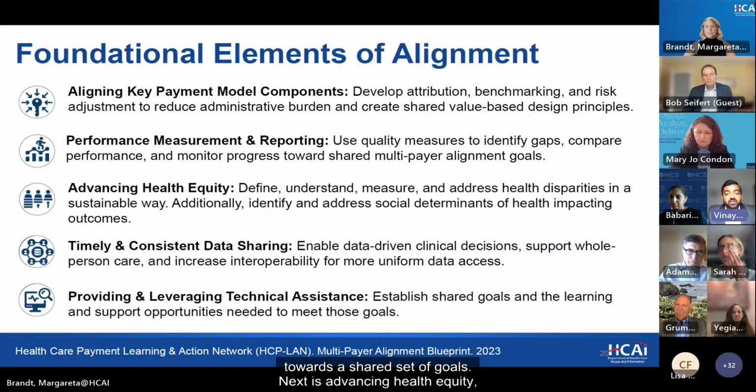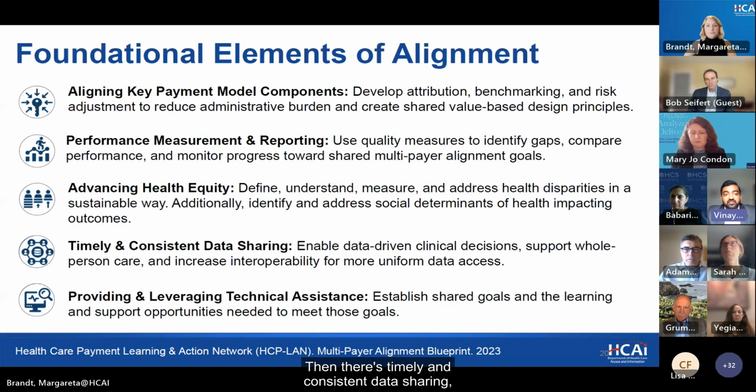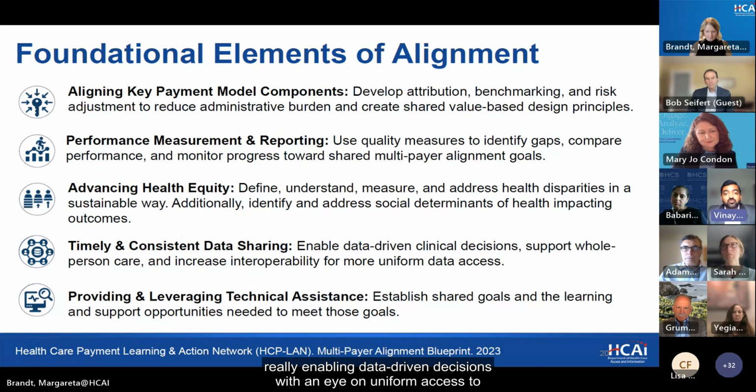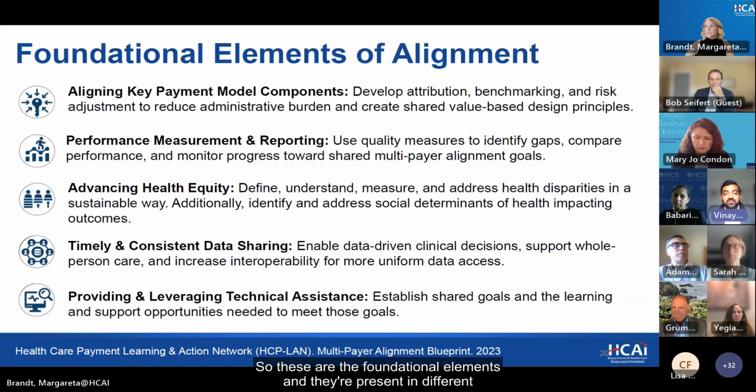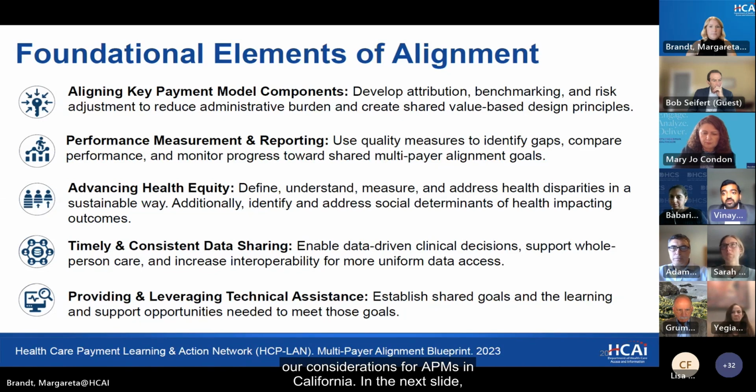Next is advancing health equity, seeking to define, measure, and address disparities as well as identify and address social determinants of health that impact outcomes. Then there's timely and consistent data sharing, enabling data-driven decisions with an eye on uniform access to data and interoperability. And then finally, providing and leveraging technical assistance to enable communication that fosters working towards these shared goals, and then learning from and supporting the opportunities needed to achieve those goals. So these are the foundational elements, and they're present in different ways in APM contracting in California and across the nation. We'll get into these examples, and we'll use these 5 foundational elements as a structure for today's discussion of these examples, as well as our considerations for APMs in California.